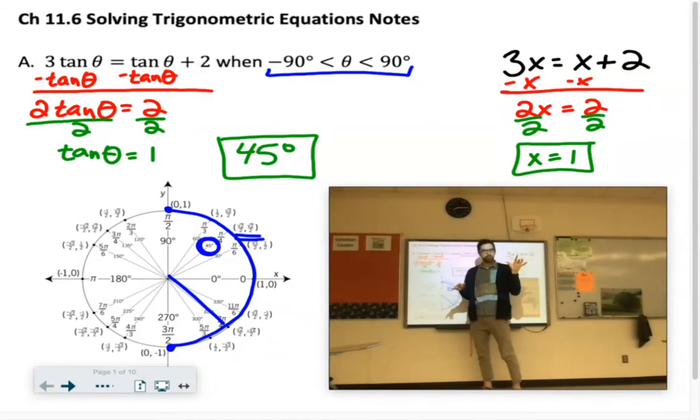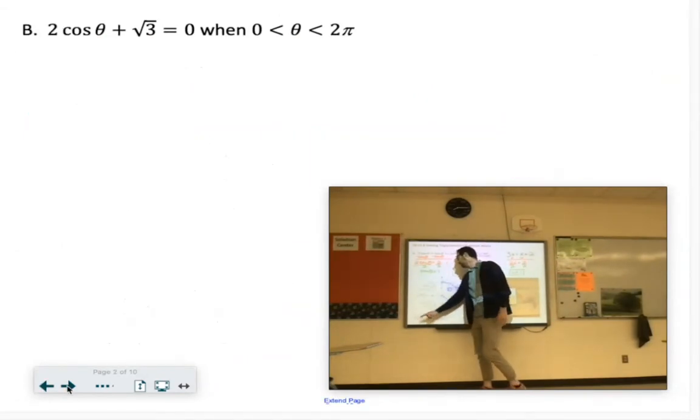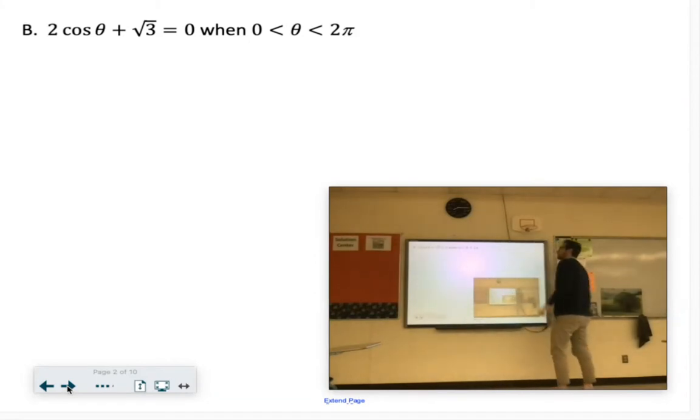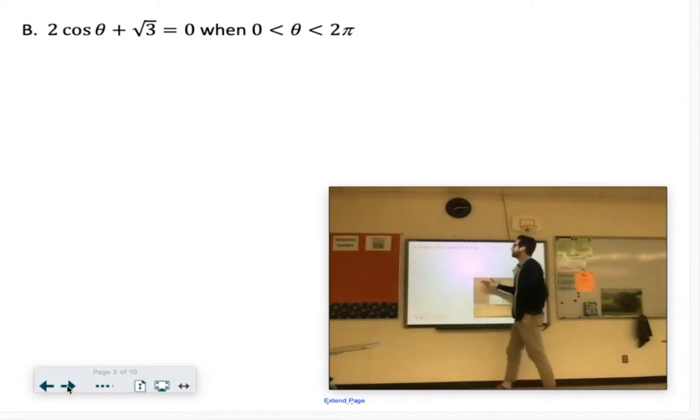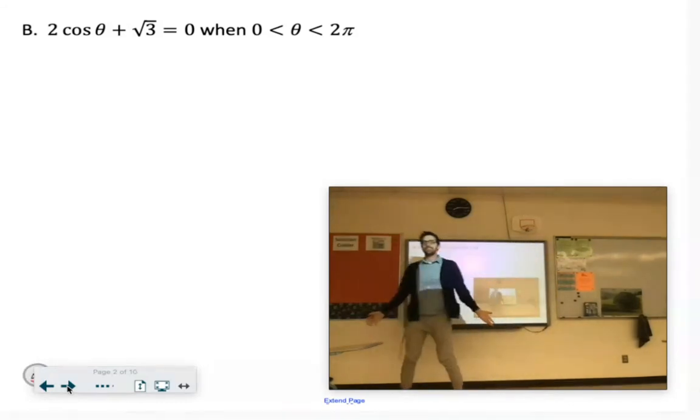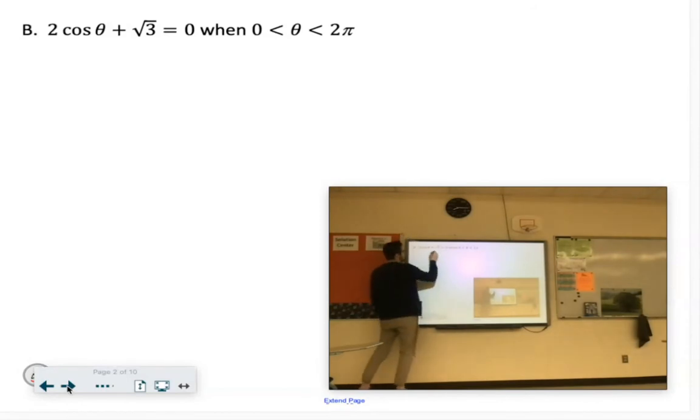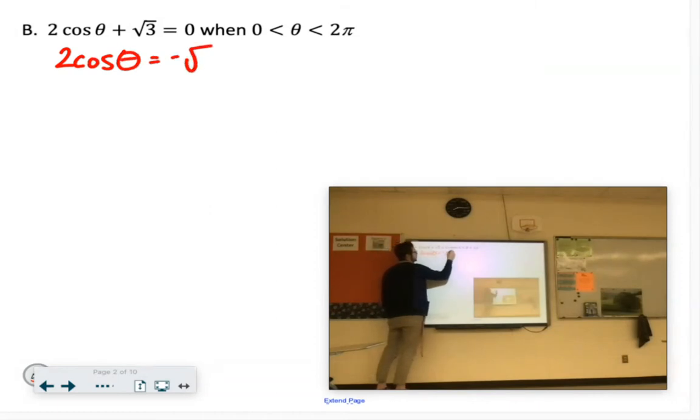We're going to try the rest without using the unit circle. We're going to use that hand trick, remember? We'll try it out. We'll see how we do. 2 cosine of theta plus root 3 equals 0. And this is the entire unit circle from 0 to 2 pi. So we're going to have to get it down to just the cosine stuff. So we're going to have to subtract the root 3. So it would say 2 cosine theta equals negative root 3.